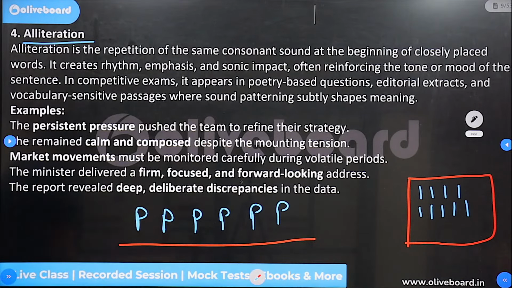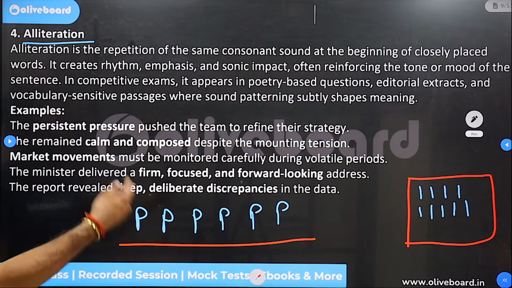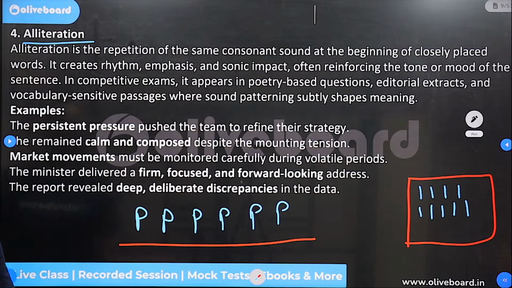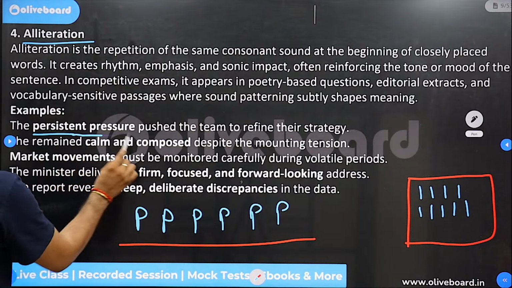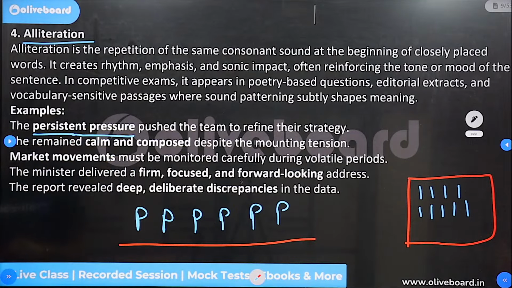Great, chivalrous. Pakke ped par paka papita. Kacha papad, pakka papad, and all the tongue twisters belong to this category. I repeat, all the tongue twisters belong to this category. Feel those, the highlighted ones, not the whole sentence. The persistent pressure: P, P, P, P, P.